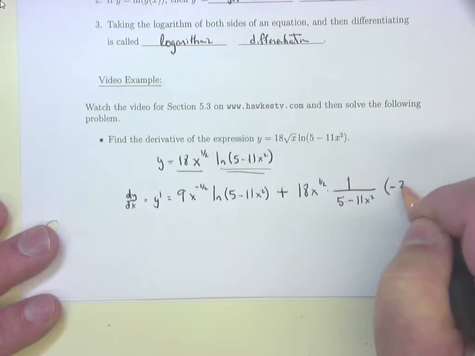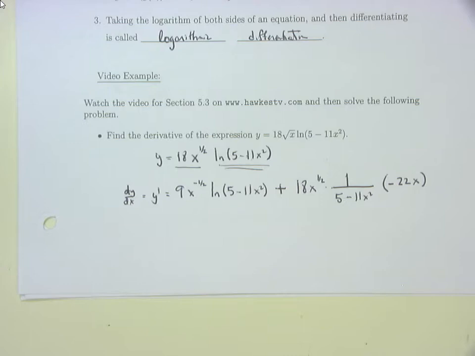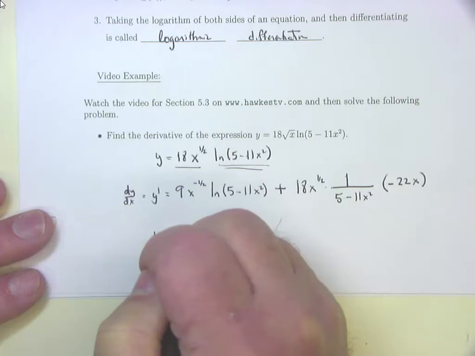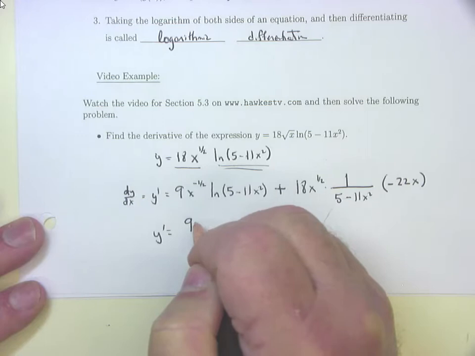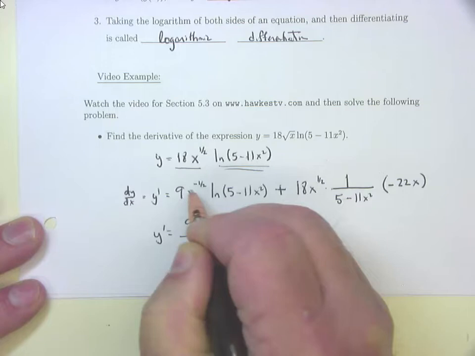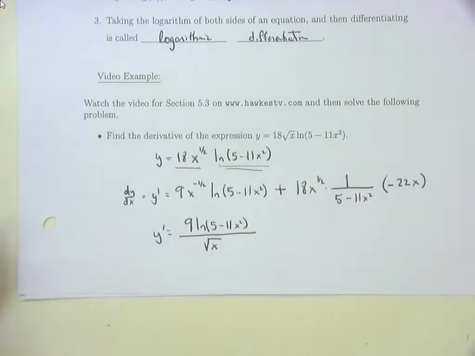Does that make sense? Now, if I was going to clean this up, I would do this. Your y prime would be equal to, and there's not much more you can do to clean this up except maybe multiply some constants together. So I would get something like this. This is 9, negative exponent goes where? On the bottom. So it'll be 9 times the natural log of 5 minus 11x squared divided by, a negative exponent goes on the bottom, a half power is a square root. If I gave it as a multiple choice answer, you can make it look like this. On Hawks, you can type in exactly the way it looks. Just be careful about parentheses around the numerator, parentheses around the denominator.